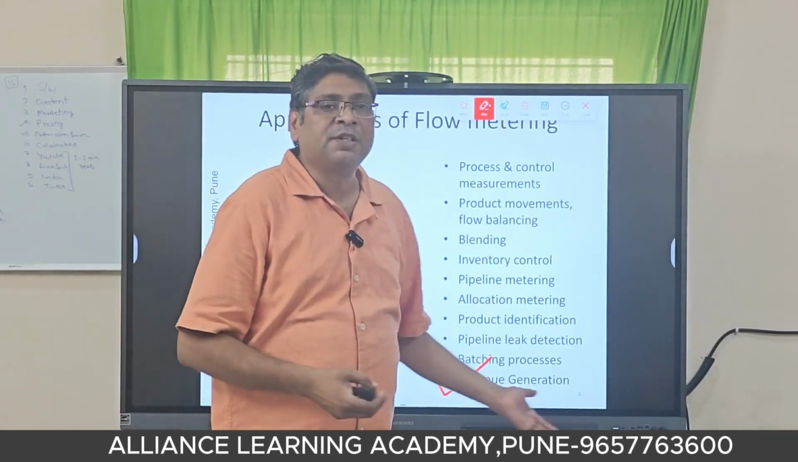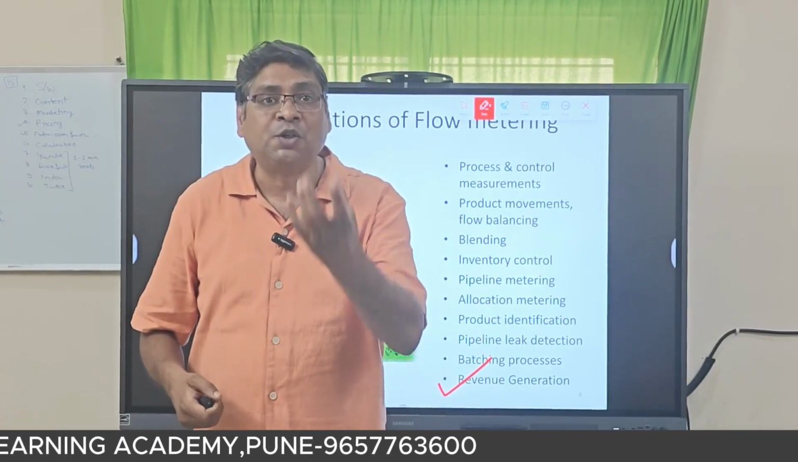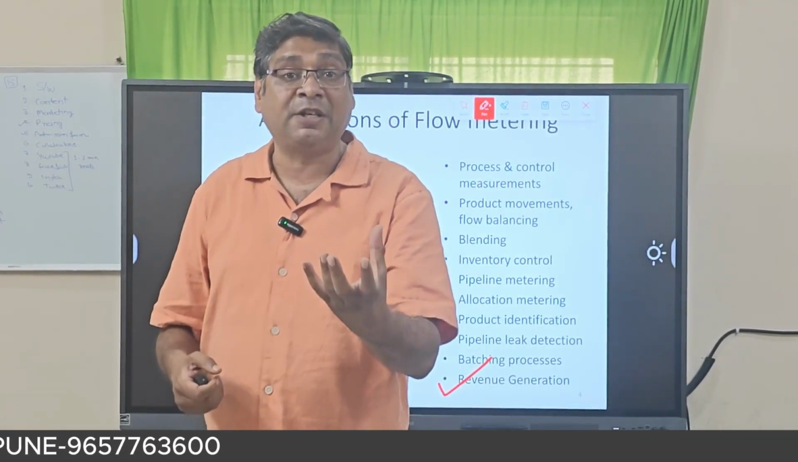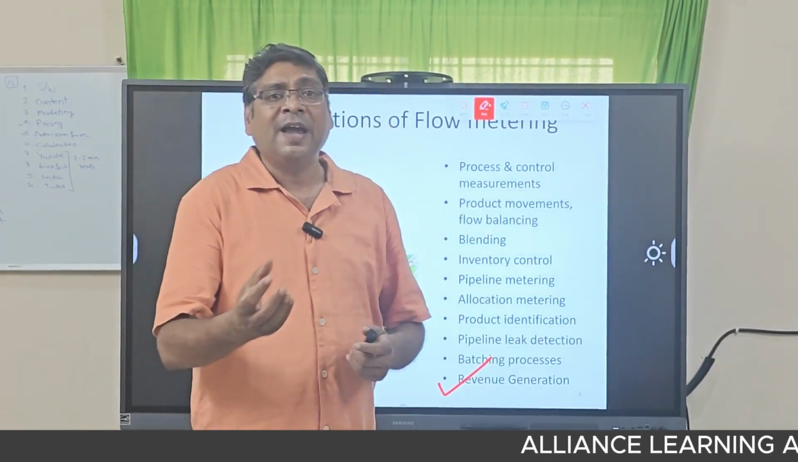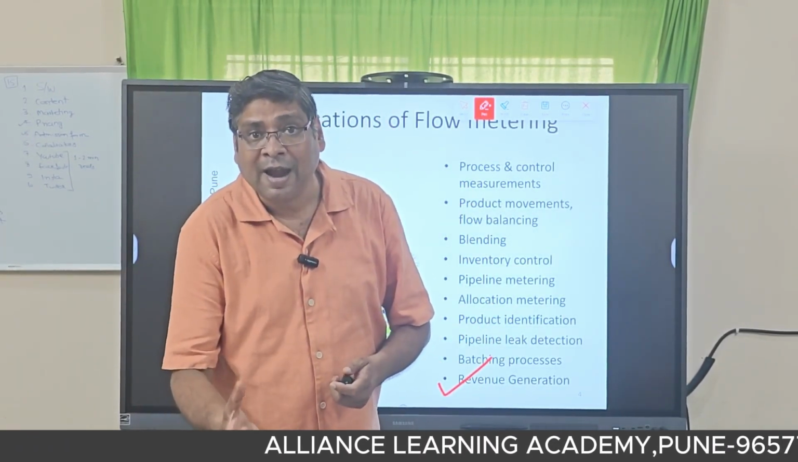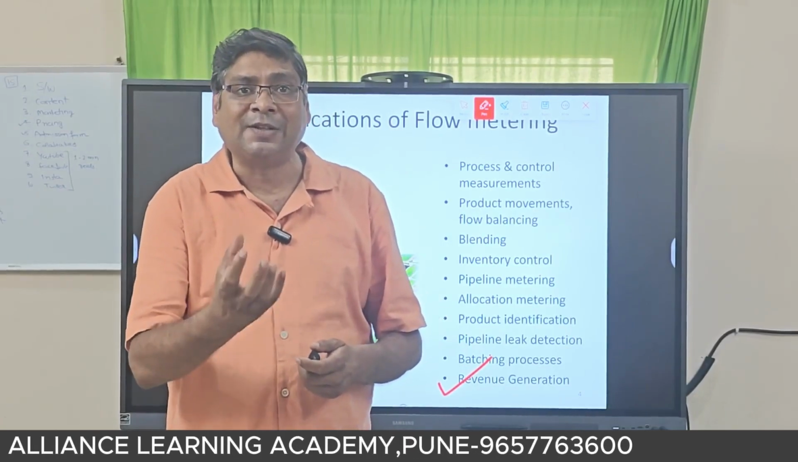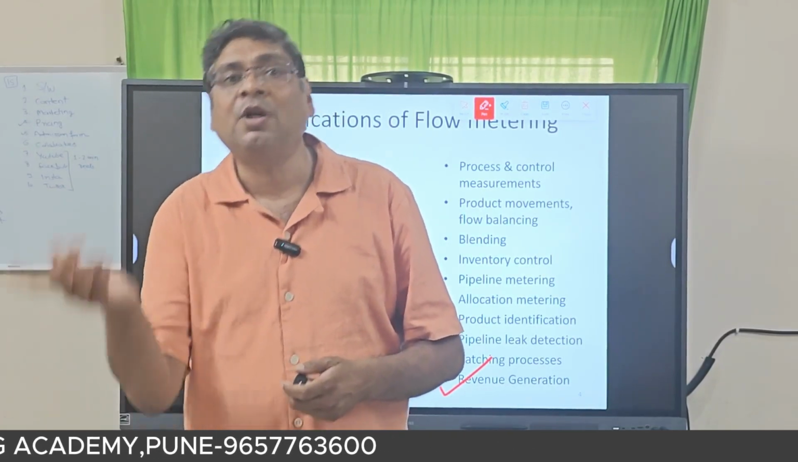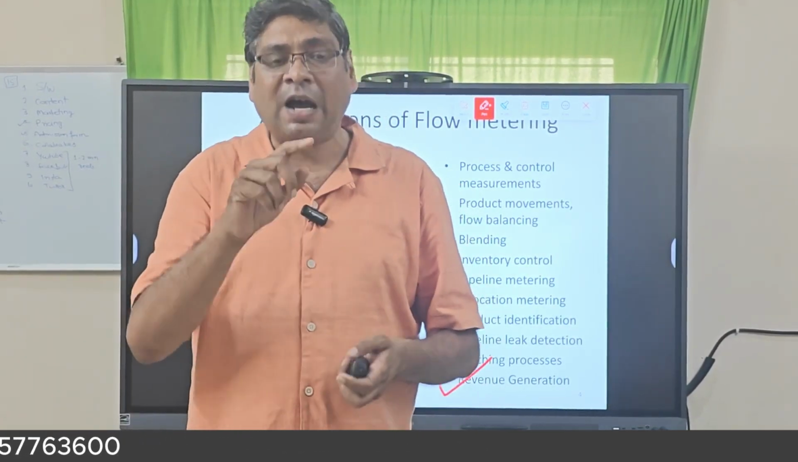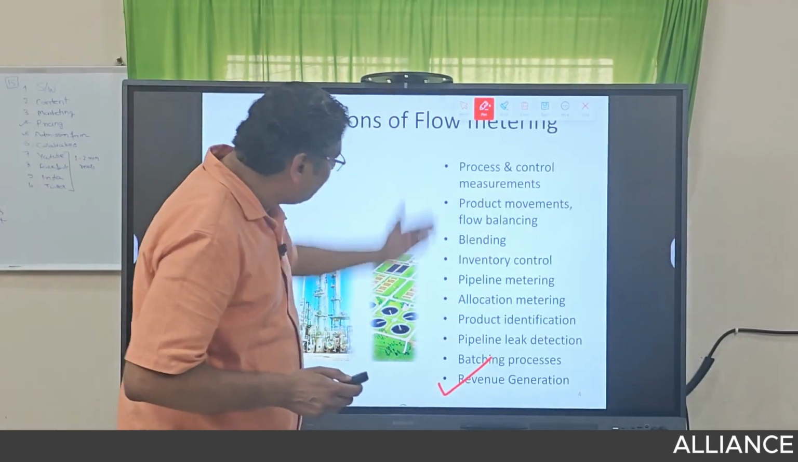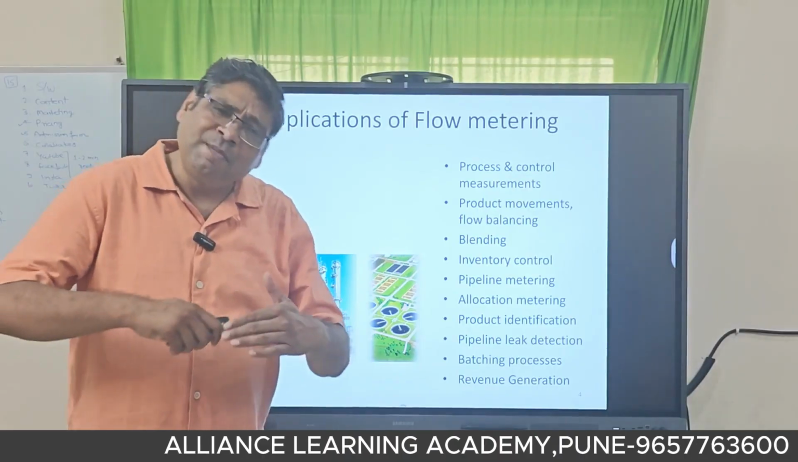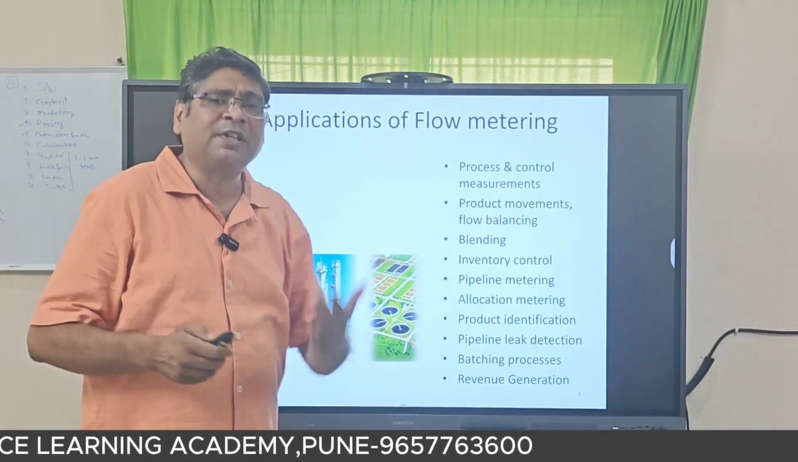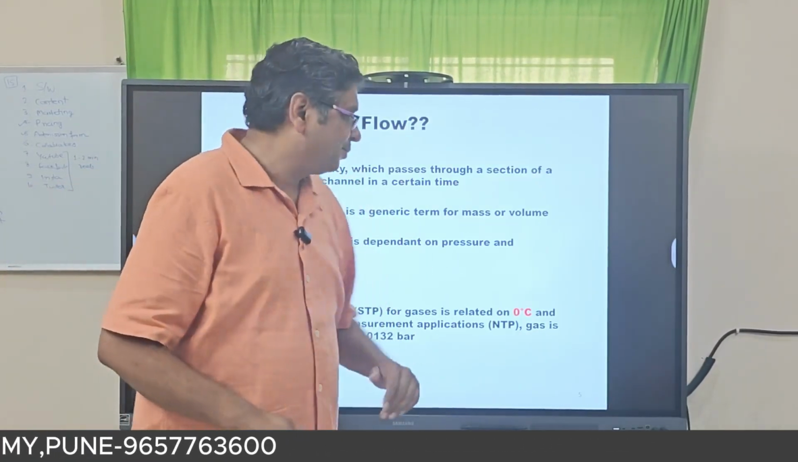Another revenue generation example is your small flow meter used for domestic measurements. It's called a domestic flow meter, which is fixed at the inlet of your house, and depending on the water consumption on that flow meter, you have to pay the municipal corporation. So these are the different applications of flow meters. There may be more depending on these, but these are the major pointers.